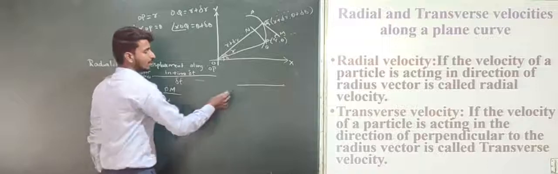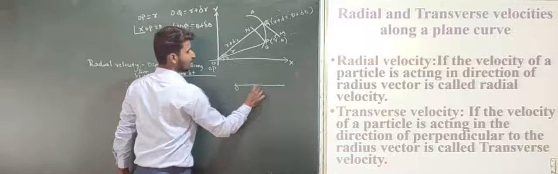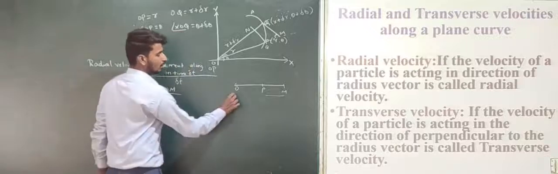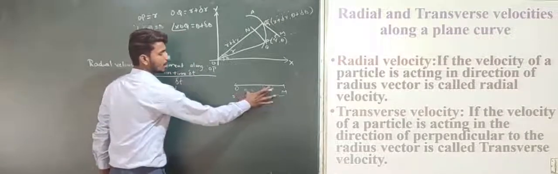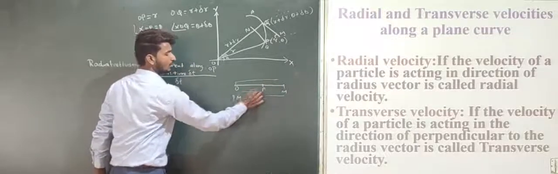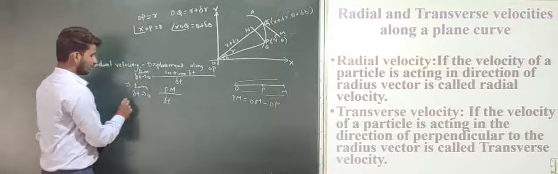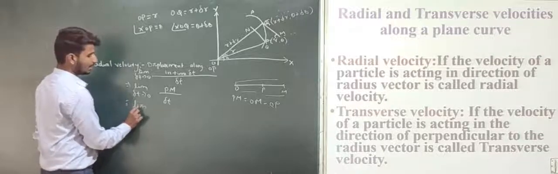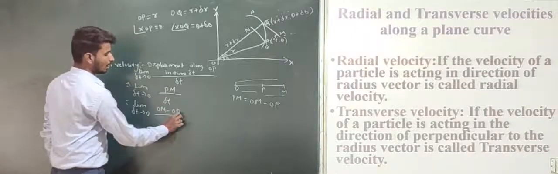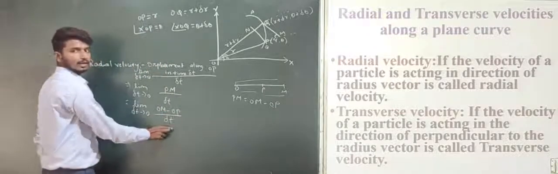Suppose I consider a straight line OPM. The particle has traveled to the points P and M. To find PM, we have to subtract OM minus OP. So PM is nothing but OM minus OP, and the radial velocity is the limit as delta t tends to 0 of OM minus OP divided by delta t.